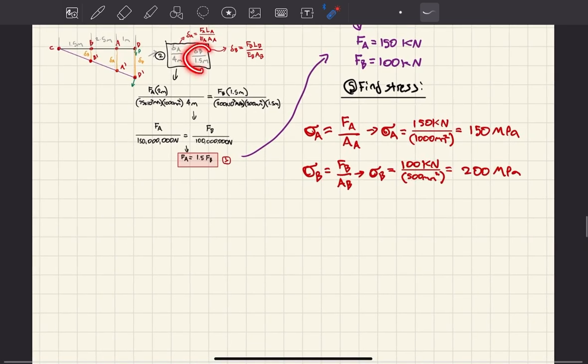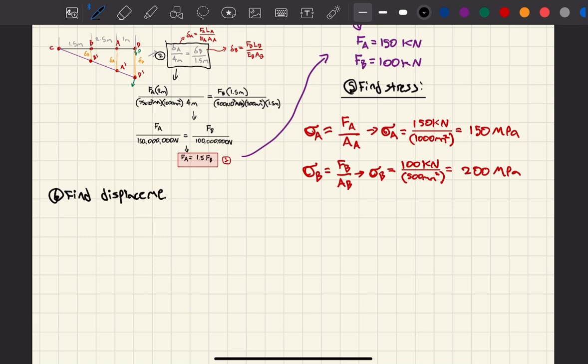And we already have the calculation right here. We'll just steal this once we need it, since we've already done it before. So it's fairly simple. We'll call this part 6, find displacement, and we're going to assume the displacement is vertical. Displacement of point D.